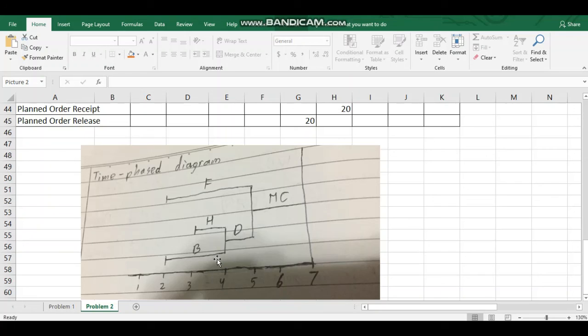So we could see from this graph that in order to finish producing our mini cupboard for the order in week 7, we have to start working in week 2. Okay, so we have to start working on frame and boards in week 2, and handle in week 3, doors in week 4, and then mini cupboard starting in week 5 until it's finished in week 7. So that's the answer for question C.